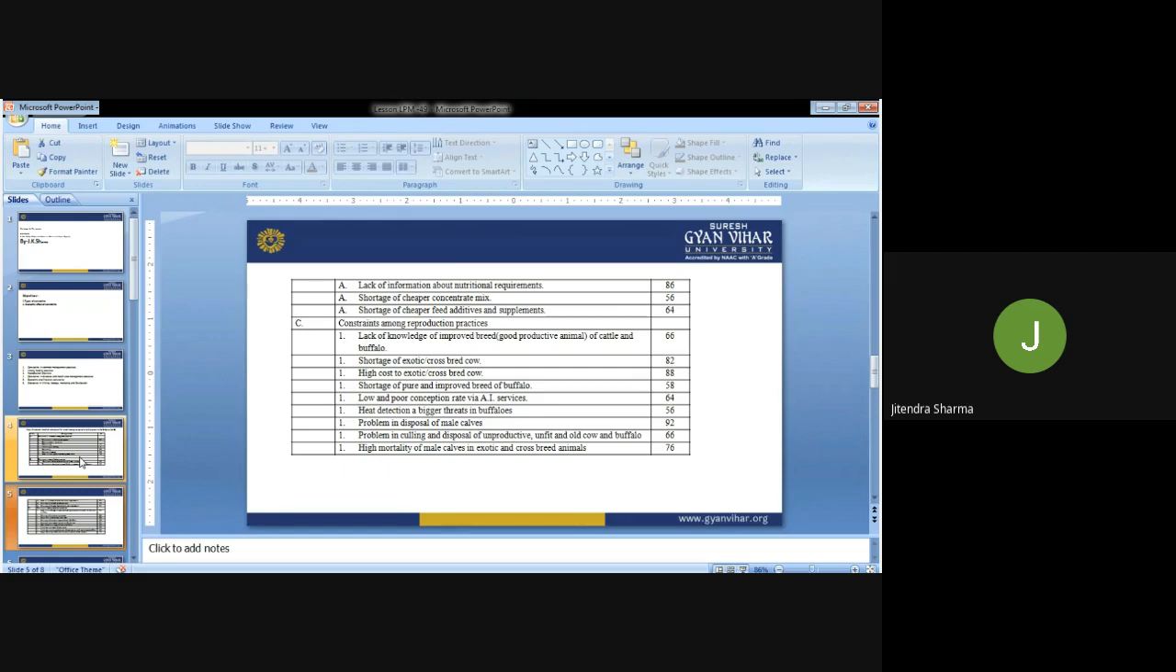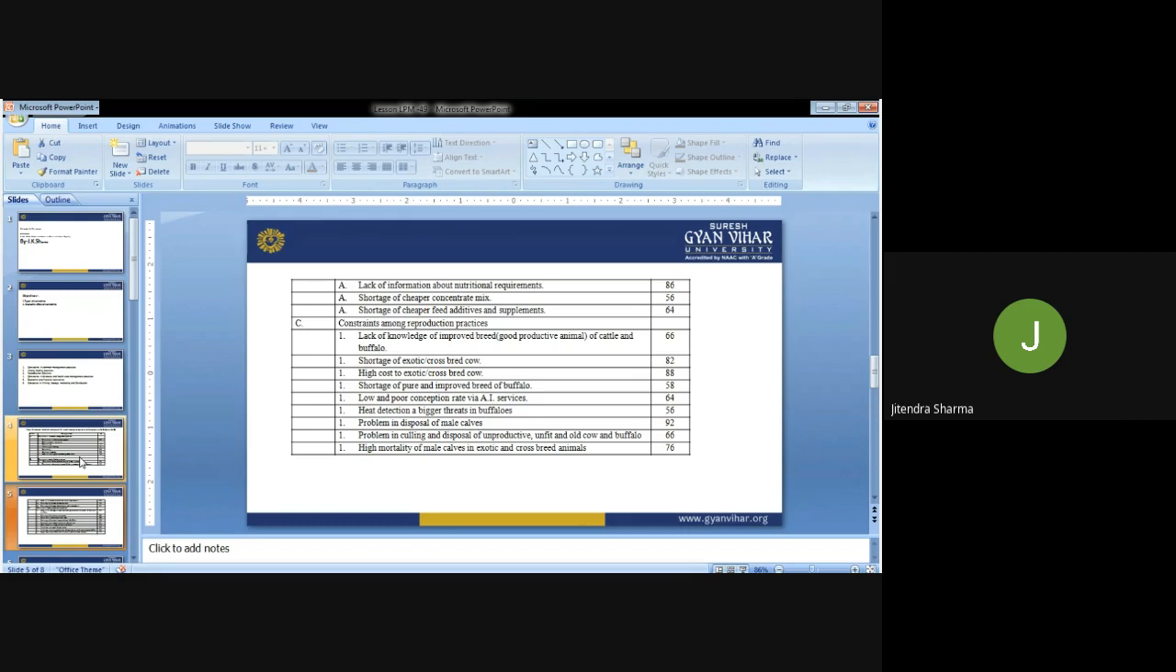Shortage of cheaper concentrate mix. Yes, 56% of dairy owners raised their voice that the cost of concentrate is increasing day by day, while the profitability in milk production decreases. So they have raised their voice against the non-availability of concentrate at cheaper or economic rates.